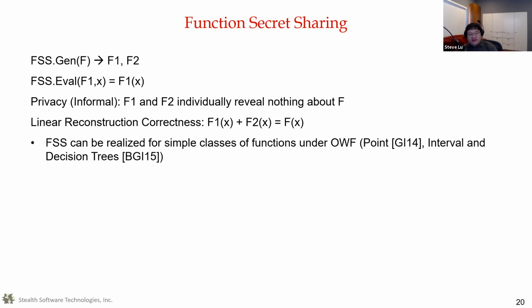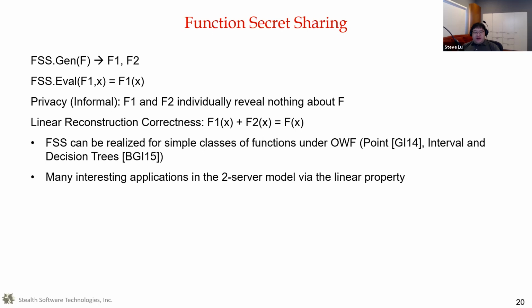And so, like I said in the previous slide, FSS can be realized for simple classes of functions under the existence of any one-way function, any symmetric key crypto. For example, point functions were shown in the original paper by Naor and Yuval, and then intervals and decision trees later on in the extension by Boyle, Gilboa, and Ishai. And there are many interesting applications in the two-server model using this linear reconstruction property that function secret sharing has, and these were pointed out in these lines of work.